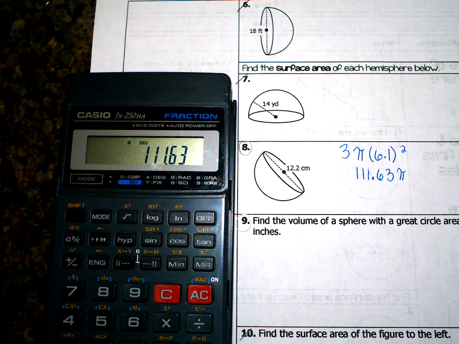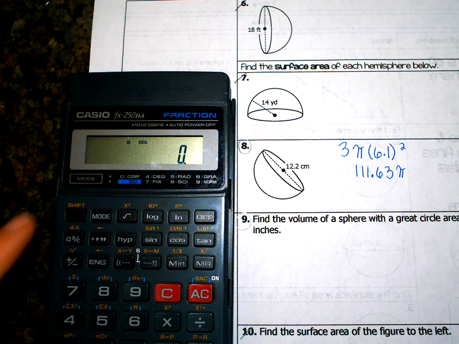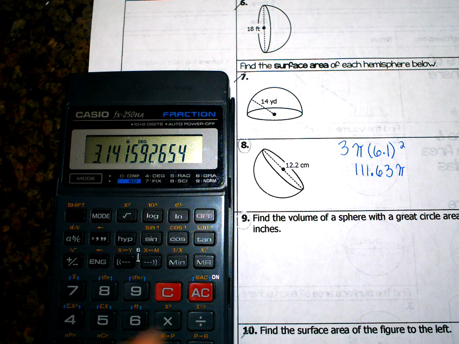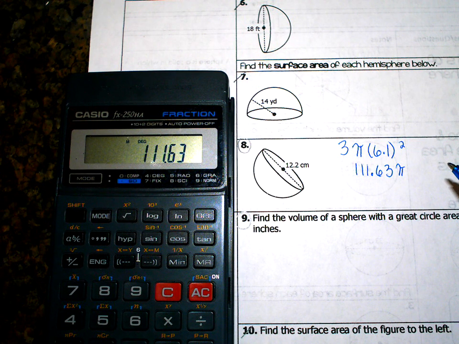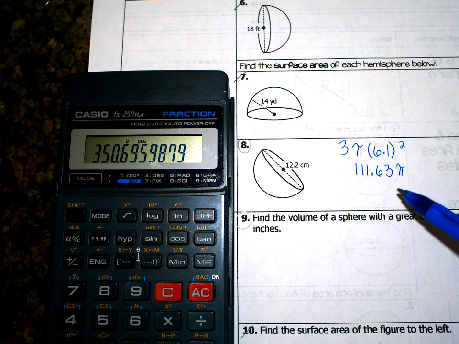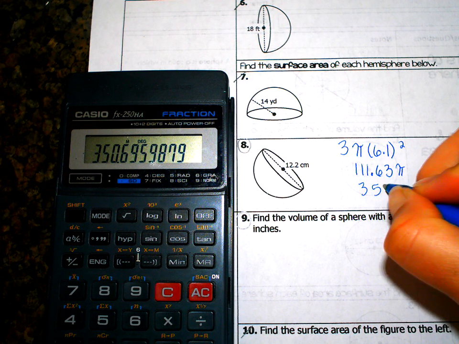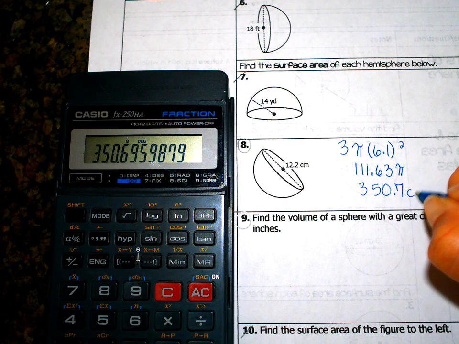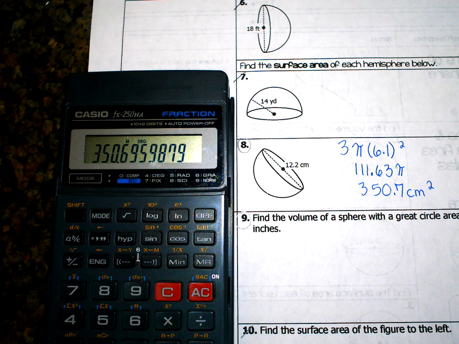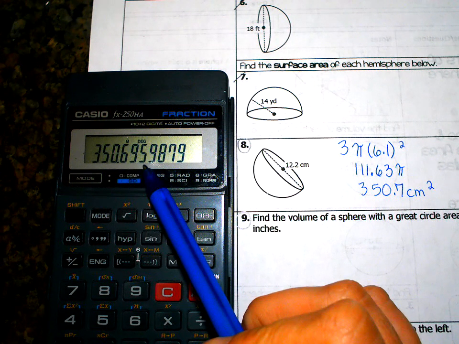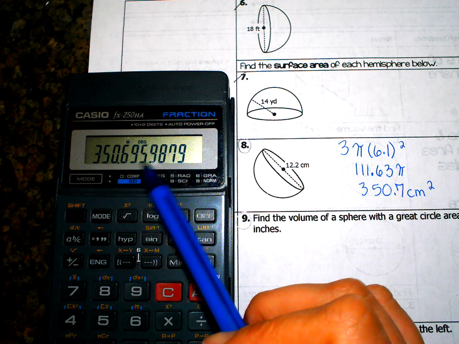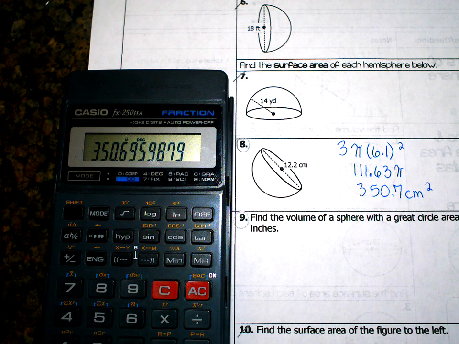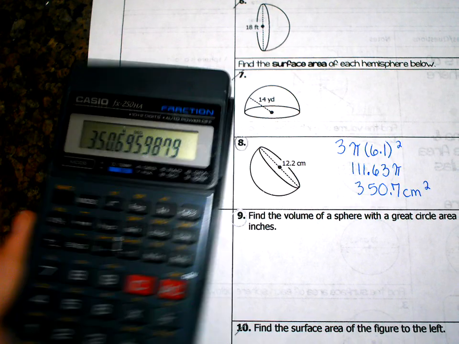So I'm going to do, my calculator's like backwards. Pi times 111.63. Okay, so it's 350.7 centimeters squared. And again, with the rounding there, this becomes a 7, and then that's a 0, but then the 5 keeps it a 0. So anyways. All right, good so far?